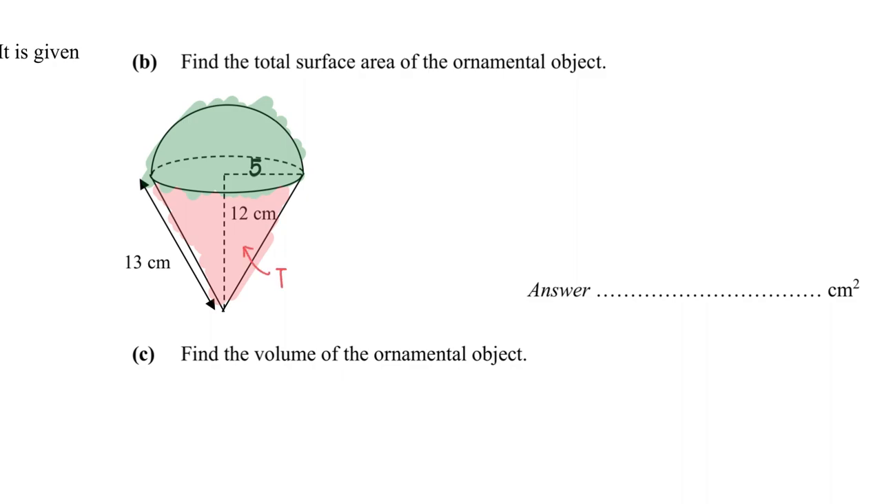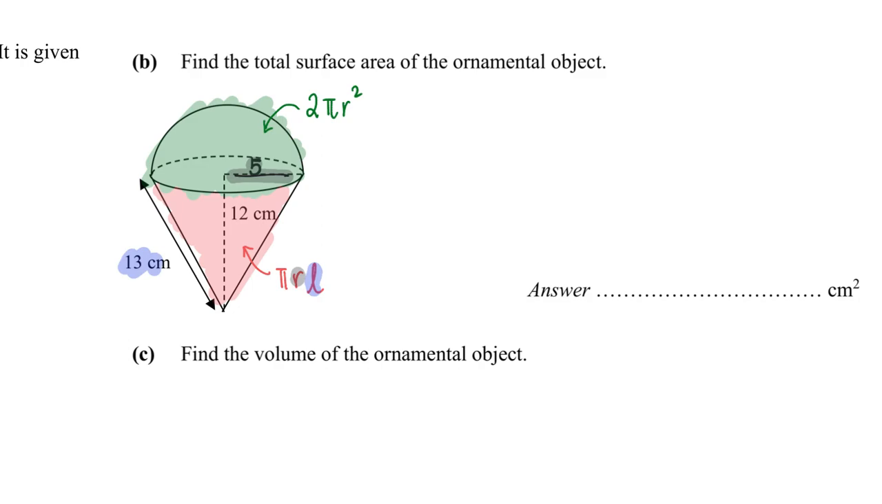Curved surface area of a cone is pi r l, where l is this. This is my radius, right? So radius is 5. For half of a sphere, this curved surface is actually 2 pi r square.